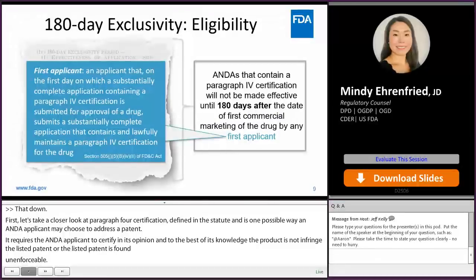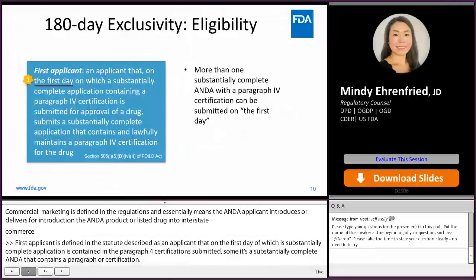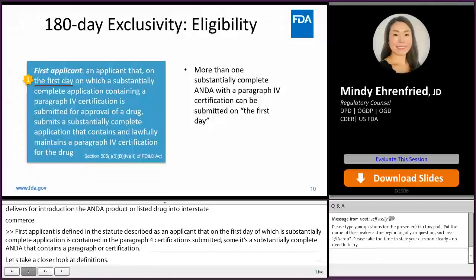First applicant is defined in the statute and is described as an applicant that on the first day on which a substantially complete application containing a paragraph 4 certification is submitted, submits a substantially complete ANDA that contains and lawfully maintains a paragraph 4 certification. Let's take a closer look at that definition. As stated in the statute, a first applicant has to submit on the first day. There can be more than one such application submitted on the first day, meaning there can be multiple first applicants.